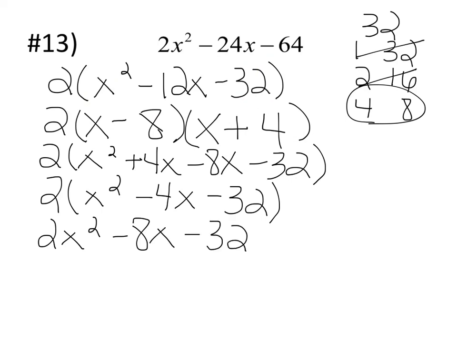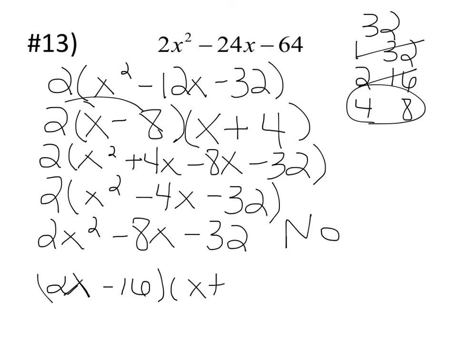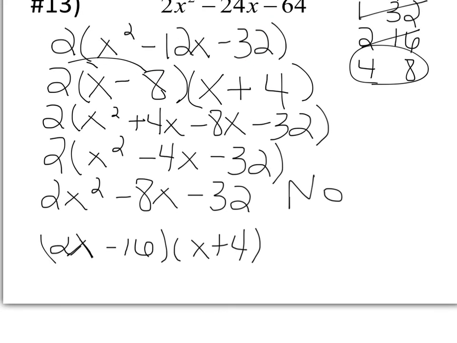Uh-oh, that's not what we started with. So that's bad. So let's go ahead and distribute the 2 and see if that makes a difference. So if I say 2x minus 16, and then we multiply that times x plus 4, let's see what that gives us. So then we've got 2x squared plus 8x minus 16x minus, what is 16 times 4? Minus 64.